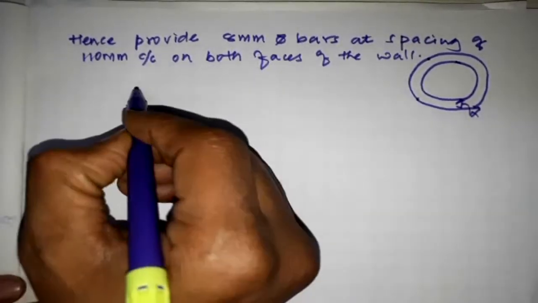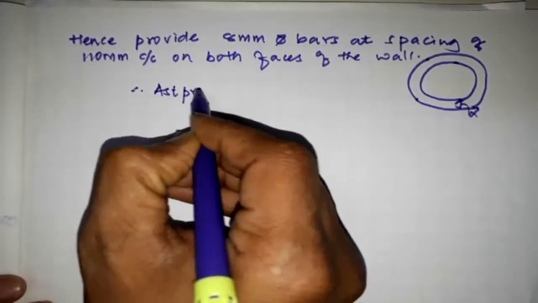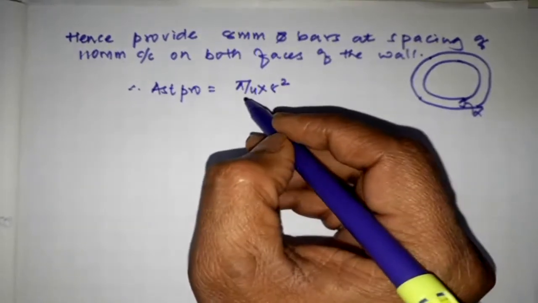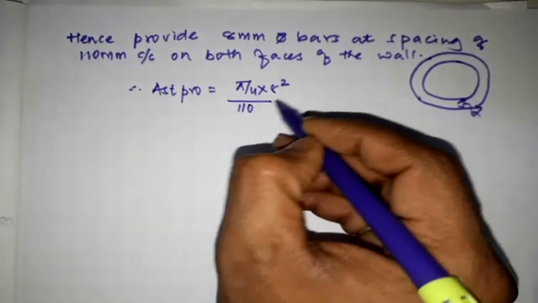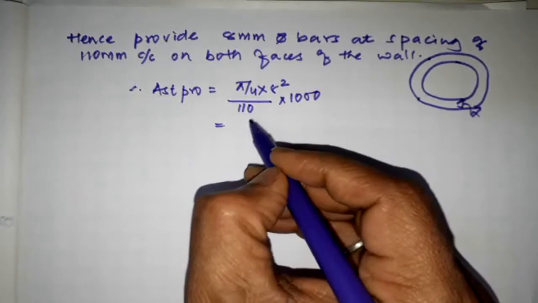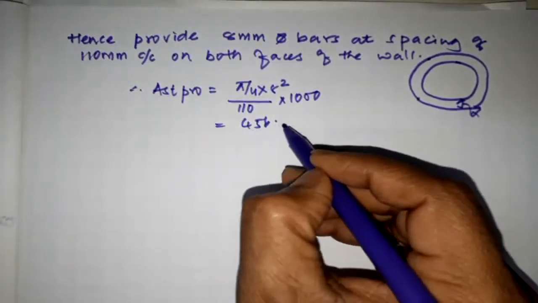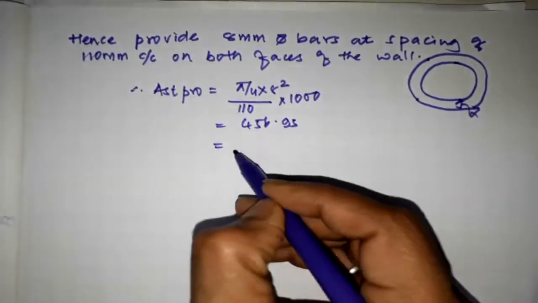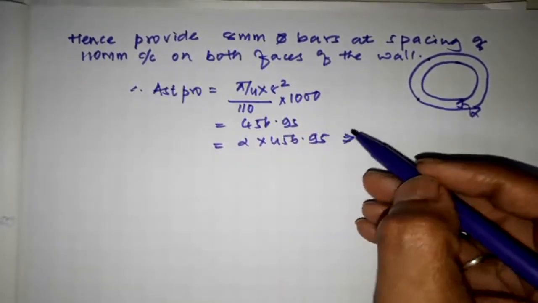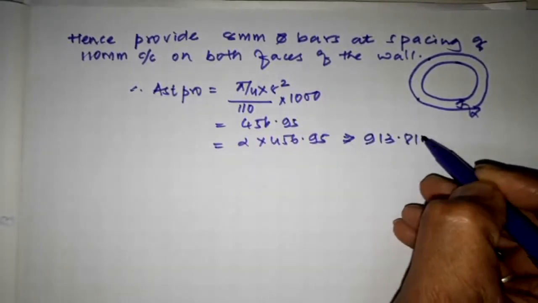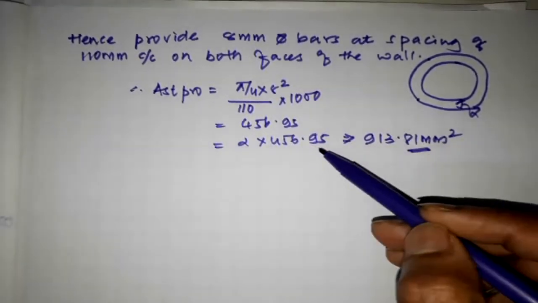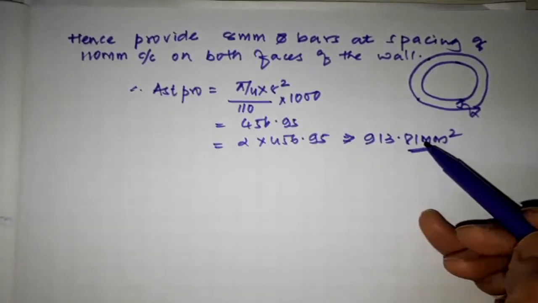Therefore the AST provided will be pi by 4 into 8 square divided by 110, into 1000. We get 456.95, and that will be 2 times, so the final AST provided is 913.81 mm square. Actually required was 856, and we have provided 913.81 mm square.